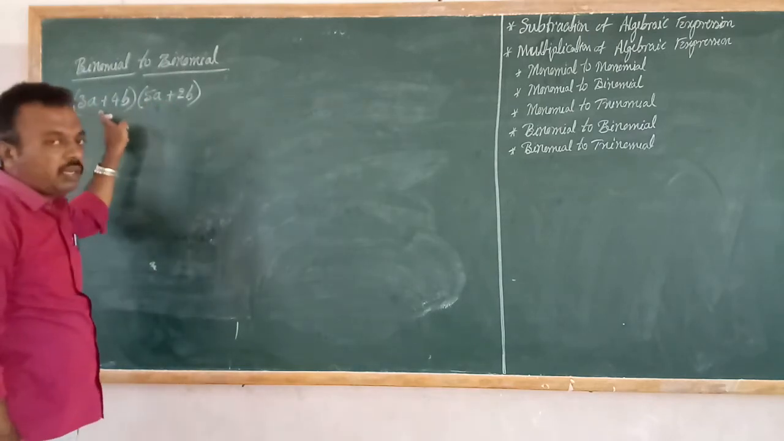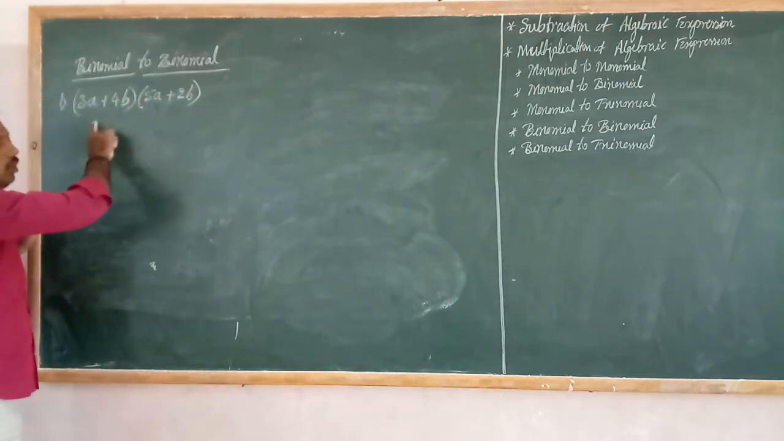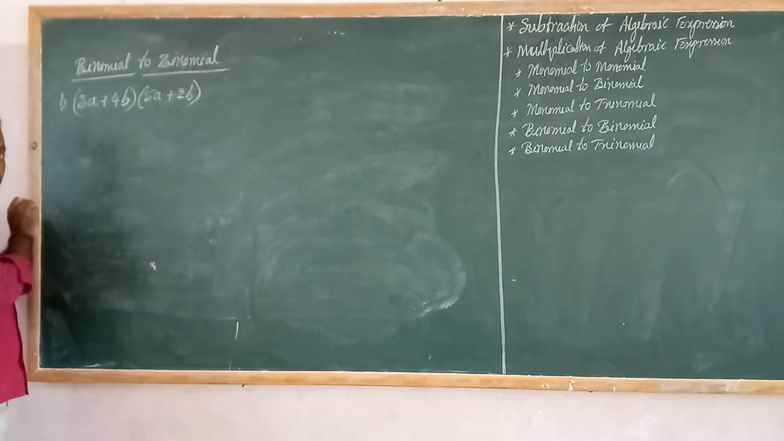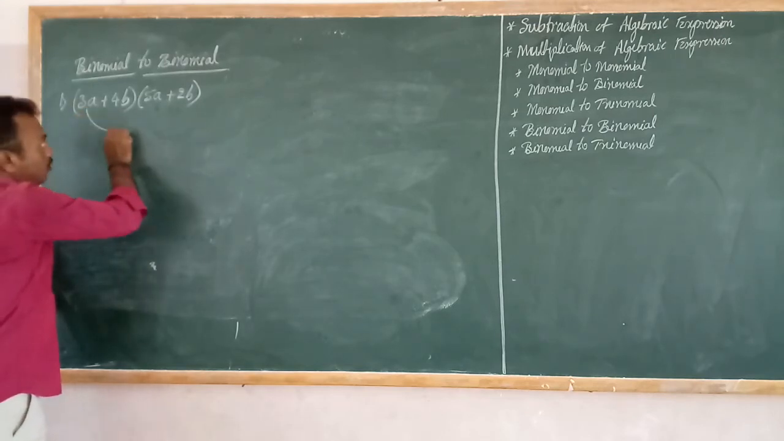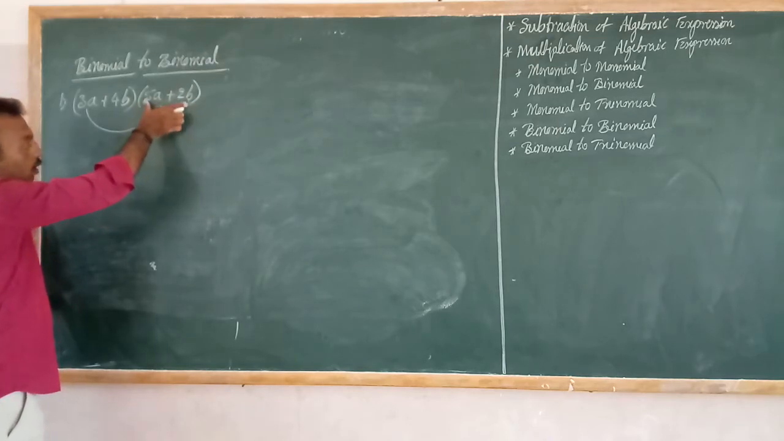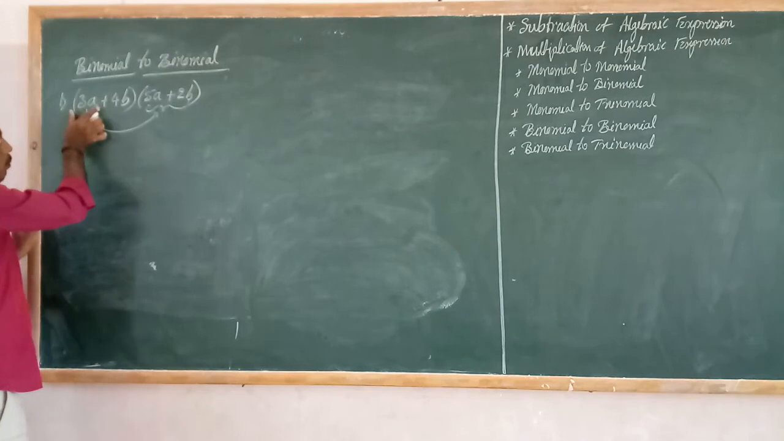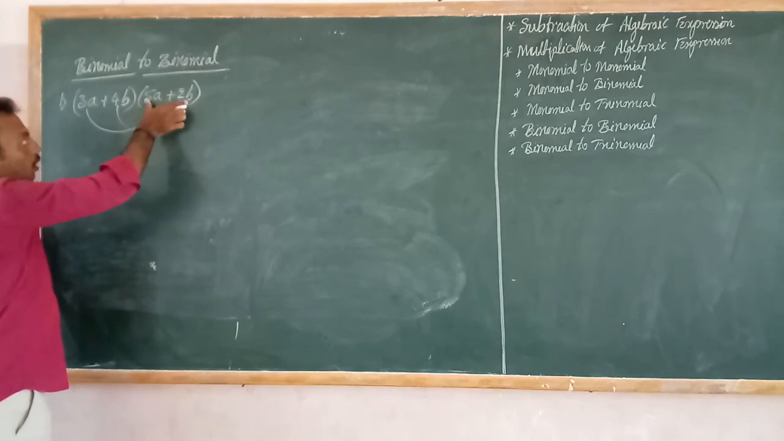So we should multiply binomial to binomial. Yes. How are you multiplying binomial to binomial? So the procedure is like this. See, 3a is the first term. So this term we should multiply by 5a and 2b. The whole binomial we should multiply by the first term of the binomial, and 4b again we should multiply by 5a plus 2b.